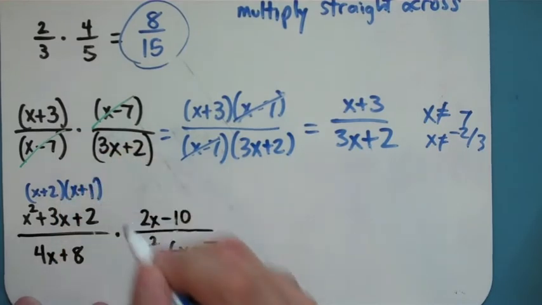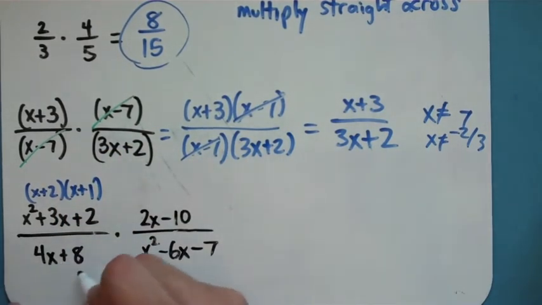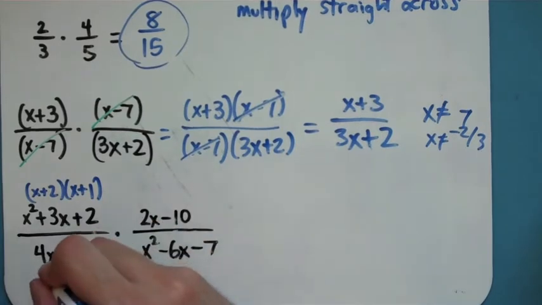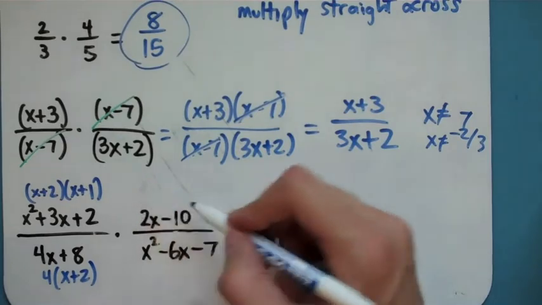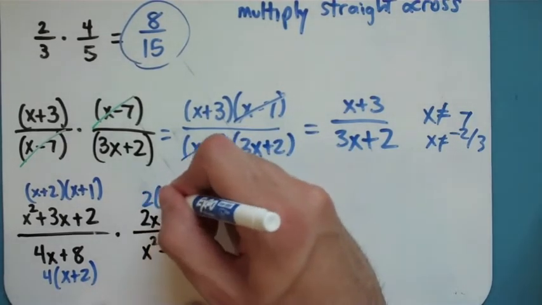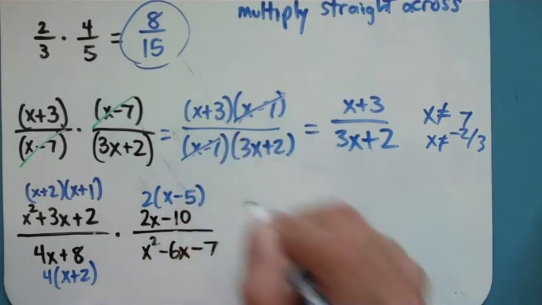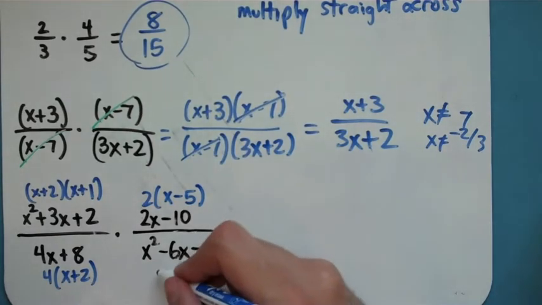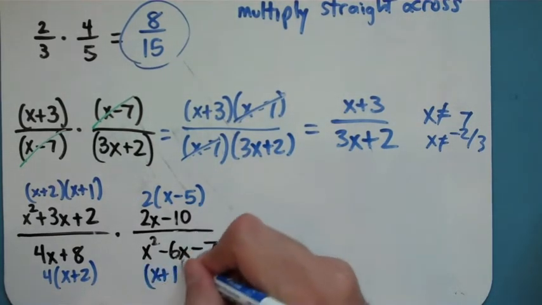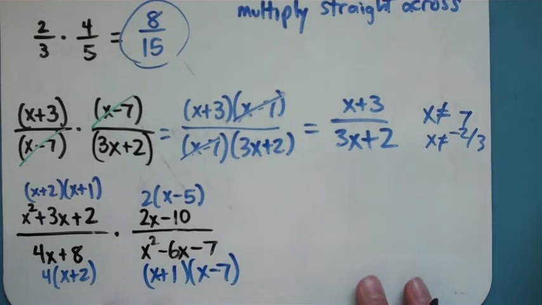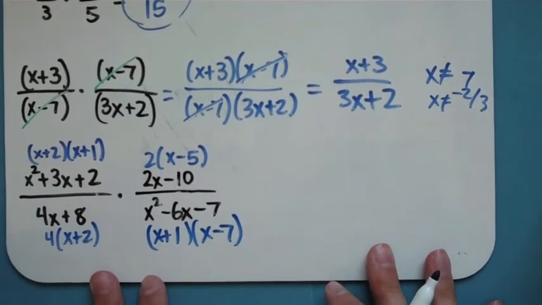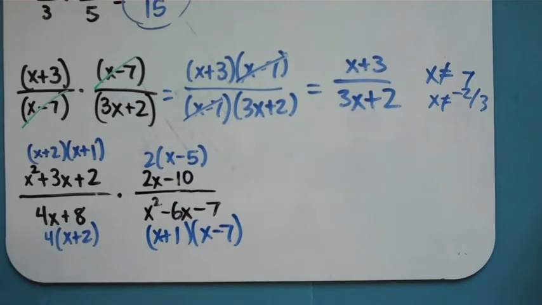You'll get x plus 2 times x plus 1 for this guy. This one down here I can take a 4 out of, so I get 4, and then I get x plus 2 in parentheses. This guy over here, it's a 2, and then it's an x minus 5 in parentheses if I factor that. And if I do magic numbers in this guy, I believe I'm going to get x plus 1 times x minus 7. So I skipped showing the work on the factoring, but I think you guys are pretty good on that by this point. You can see there's a bunch of pieces right here.